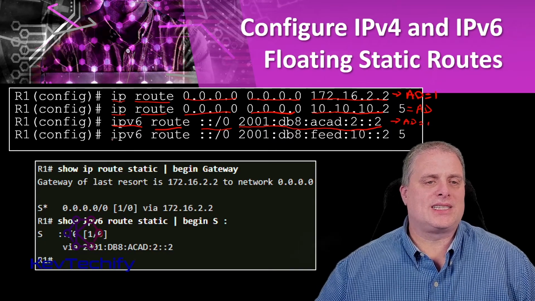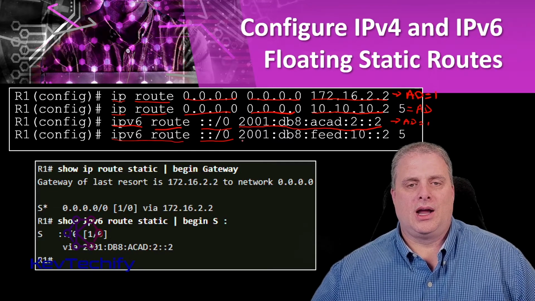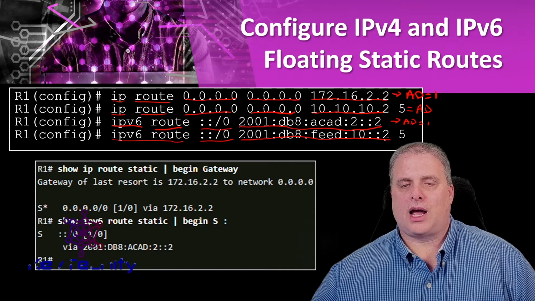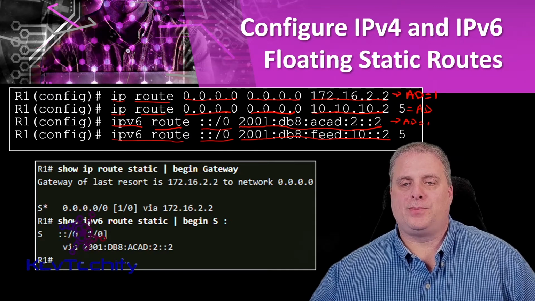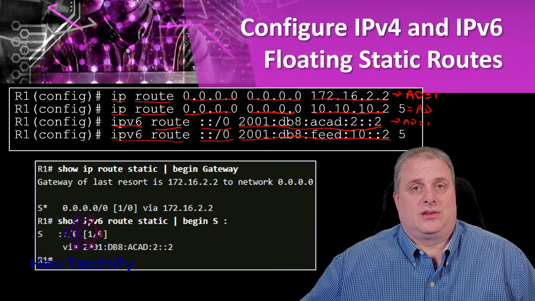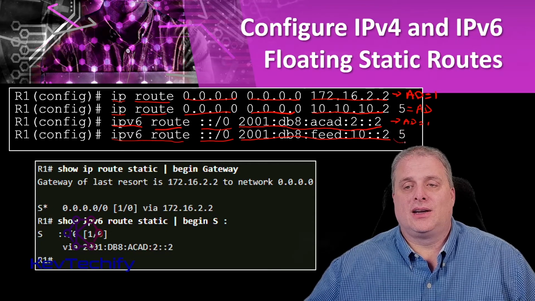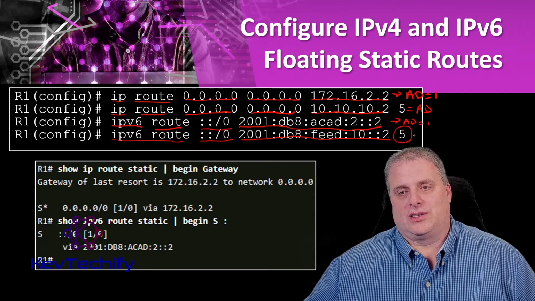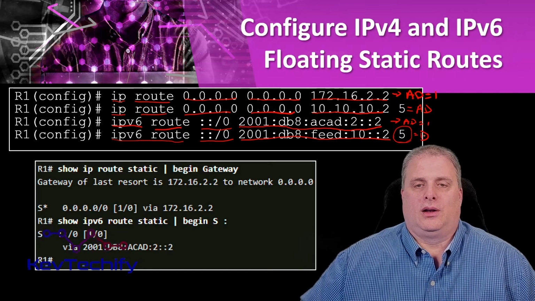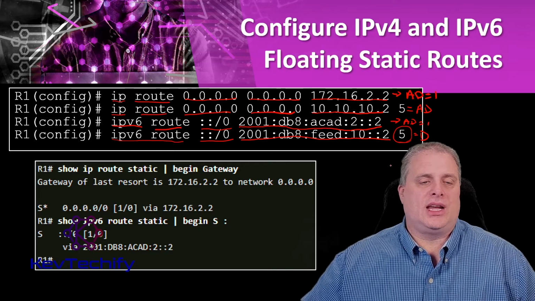Then we specify a second IPv6 route. Match anything with all zeros there. Notice we go to a different IPv6 next hop address. It's on a different device, a different router than the first one. Here we specify our administrative distance. We give it a 5, which is higher than the 1. It uses the first one until that one goes down, then the second one takes over.